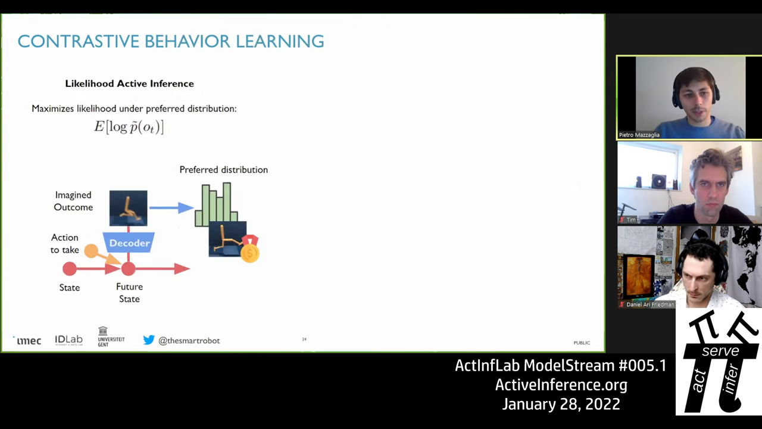So let's now talk about how we can learn to behave using contrastive active inference. In the likelihood based active inference model, what we were trying to maximize was again the likelihood of the future observation, but under the preferred distribution. So we want the imagined outcomes to be as close as possible to the outcomes that we prefer. For a visual environment this implies that we reconstruct what we imagine will happen in the image space, and then we compare it to our preferred image. As we saw before, we can, for instance, use a mean squared error distance, or we can use a Gaussian and compute the likelihood under the preferred distribution.